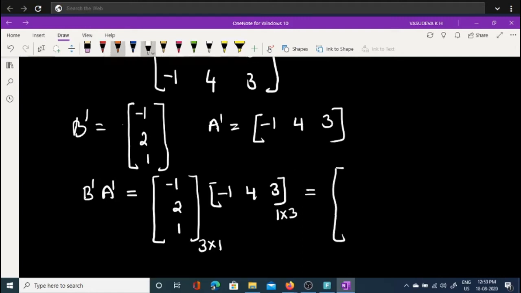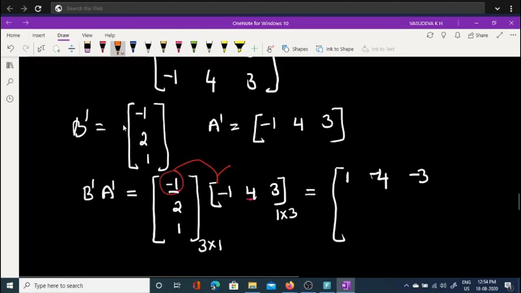So now consider multiplication of B dash with A dash. Minus 1 is multiplied with minus 1, so minus 1 into minus 1 is plus 1. Then minus 1 into 4 is minus 4, and minus 1 into 3 is minus 3.